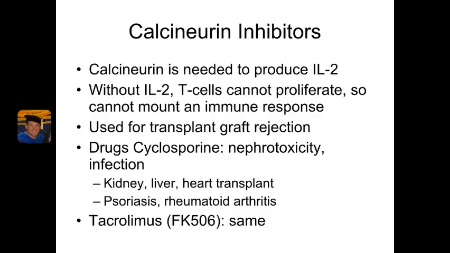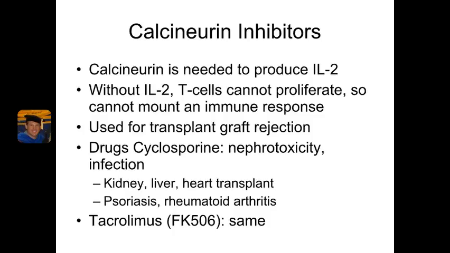So one of the ways the body is going to moderate the amount of T cell production is by the production of this interleukin 2 substance. The more interleukin 2, the more T cells. The less interleukin 2, the fewer T cells.